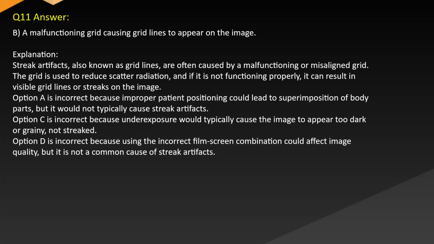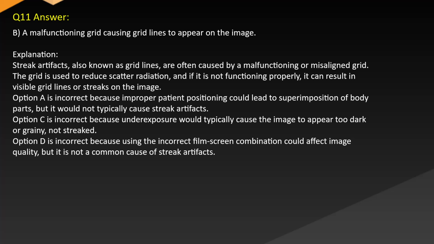Answer. B. A malfunctioning grid causing grid lines to appear on the image. Explanation. Streak artifacts, also known as grid lines, are often caused by a malfunctioning or misaligned grid. The grid is used to reduce scatter radiation, and if it is not functioning properly, it can result in visible grid lines or streaks on the image.